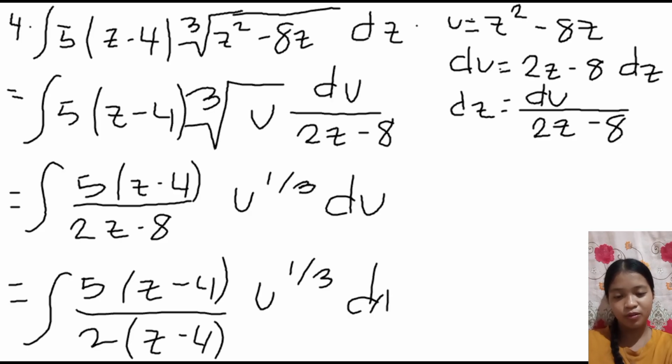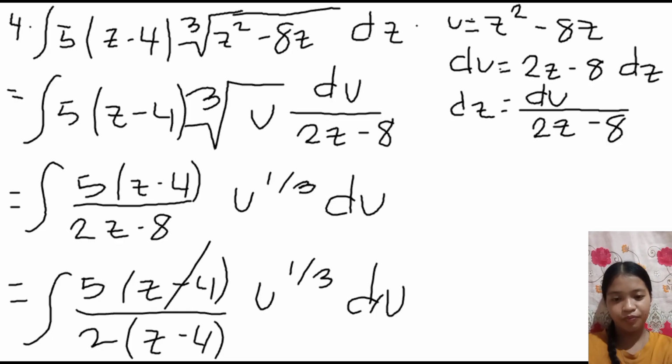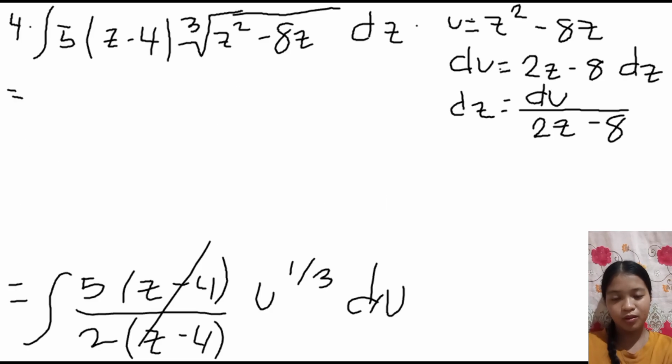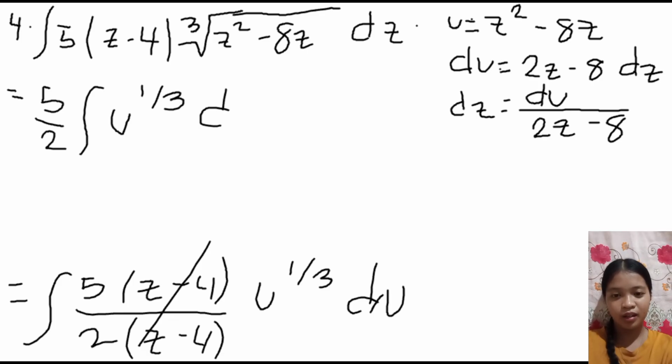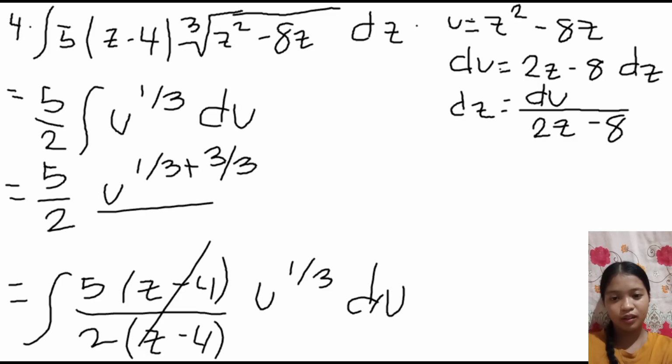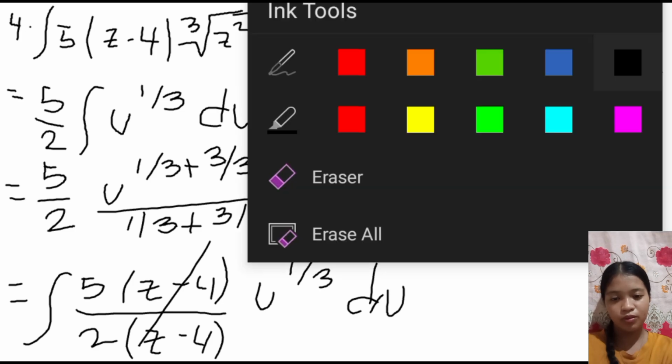So now we can rewrite it as the integral of 5 quantity of x minus 4 over 2 times the quantity of x minus 4. So now we can cancel out the x minus 4, then still copy the u to the 1/3 du. Then after that we can now put the five halves outside, so it can be easy to integrate. So we're left with 5 halves, the integral of u to the 1/3 du. So now we're going to integrate it.